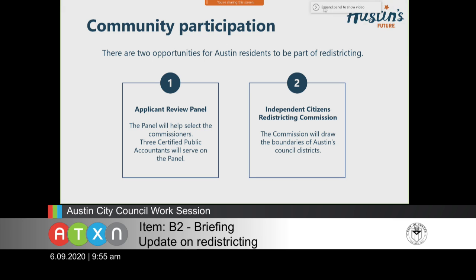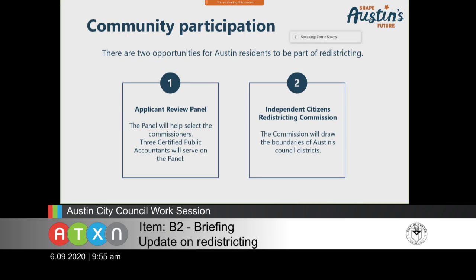So my office's job, as laid out in the charter, is to initiate and widely publicize a process for applicants for two bodies. The first body is the applicant review panel. This panel is responsible for helping select commissioners, and I'll talk a little more about those in a minute. And then there's the Independent Citizen Redistricting Commission. This is the commission that draws the boundaries of Austin council districts. In both of these, there are various requirements.